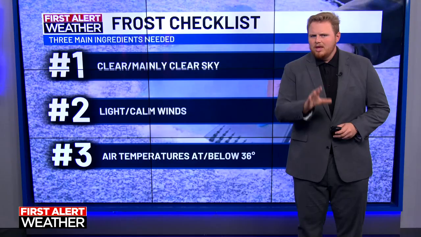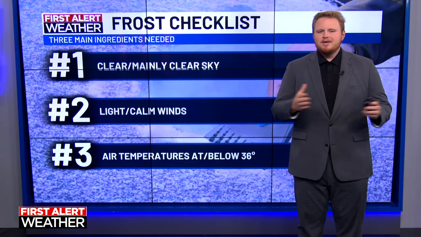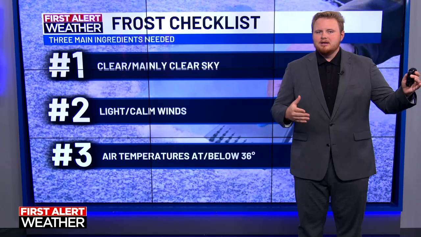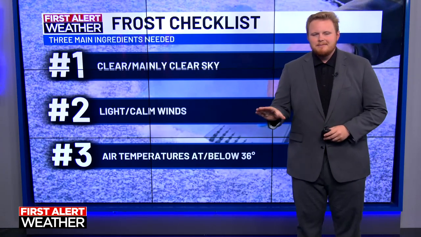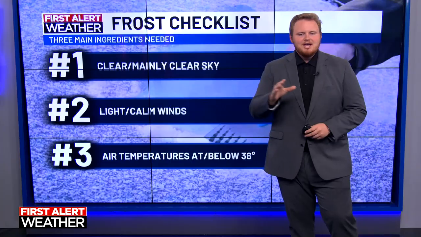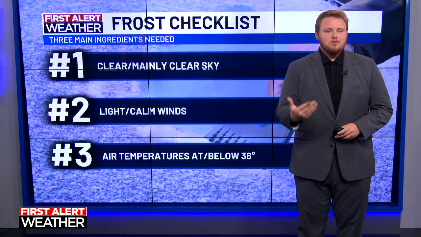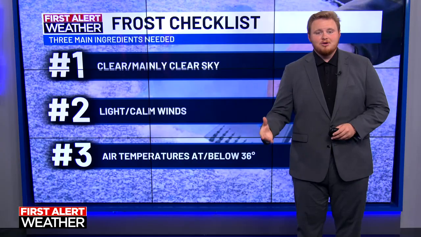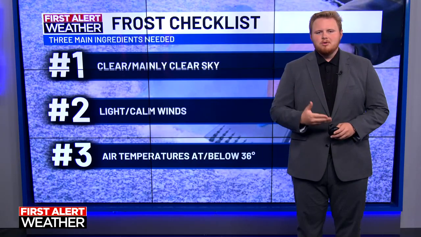Now, winds are a really important part of this, because if we had any sort of wind, well, that warm air that is just above the surface will move overhead and mix in with that colder air, keeping air temperatures at or above that freezing point. Well, with a combination of all three of these, that is when we get temperatures at the ground or at the surface at or below 32 degrees, allowing frost to go ahead and form on most of our plants.